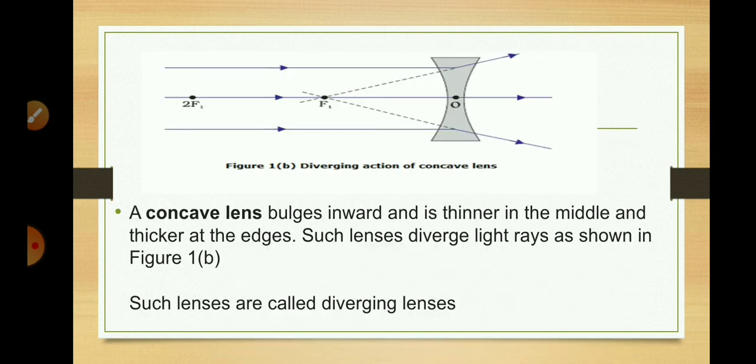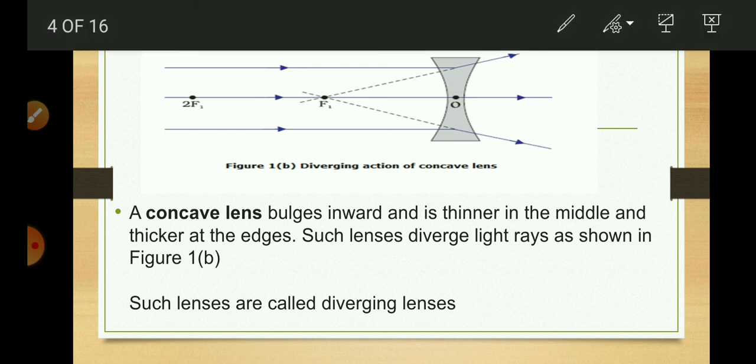Another type of lens is the concave lens. A lens having two spherical surfaces curved inward is called double concave lens or simply concave lens. So this is the concave lens which is having spherical surface curved inward. If the surface is curved inward, then that type of lens is called as concave lens. These lenses are thinner in the middle and thicker at the edges.